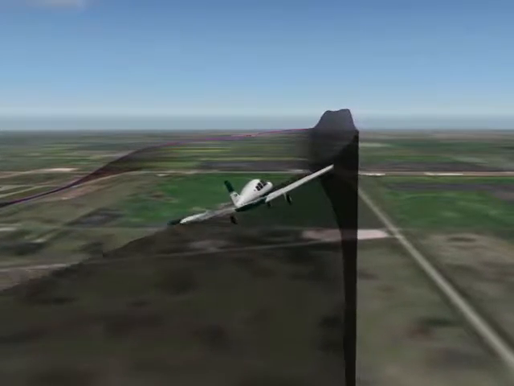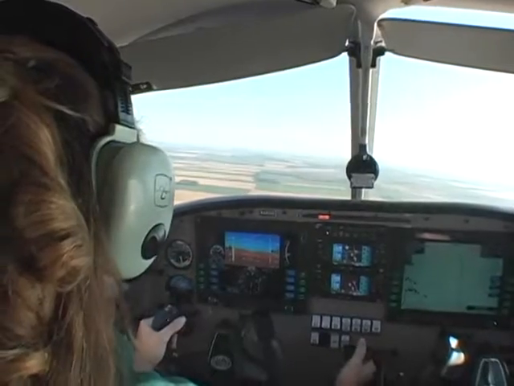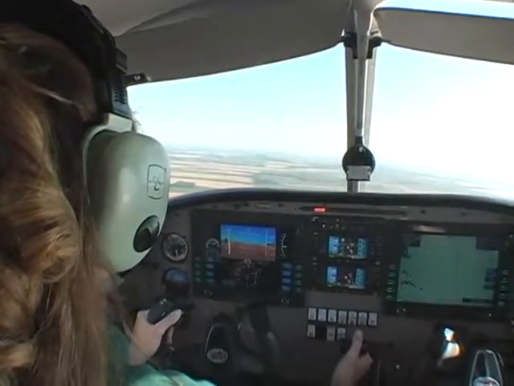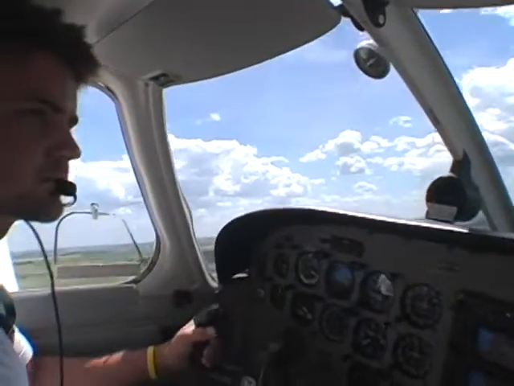A common error during traffic pattern operations is that the pilot will fail to reduce power at the level-off point during the downwind leg. As a result, ground speed will increase dramatically and hinder the pilot's ability to effectively plan and configure for the rest of the pattern.